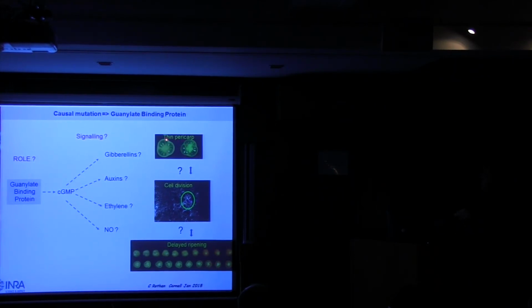The second one is to be absolutely sure. We know that thin pericarp is linked to this problem of cell division. Using the different markers and a larger population, we want to be absolutely sure that this delayed ripening is due to the same mutation as the one responsible for that. So this is one example of a strategy that we are using.